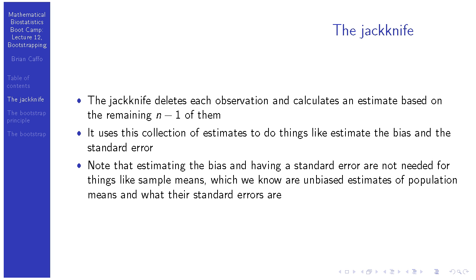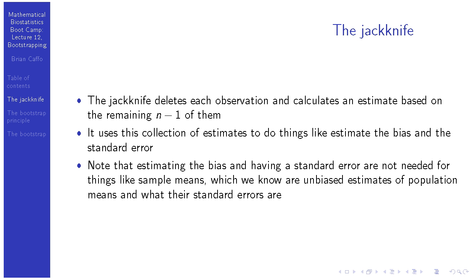The Jackknife deletes one observation and calculates whatever estimate you're thinking of based on the remaining n-1 of them. And then it uses this estimate based on n-1 of them, in which you get n estimates having left out one observation one at a time. It uses these n estimates to do something like estimate biases and standard error.